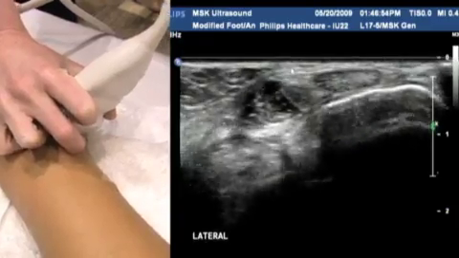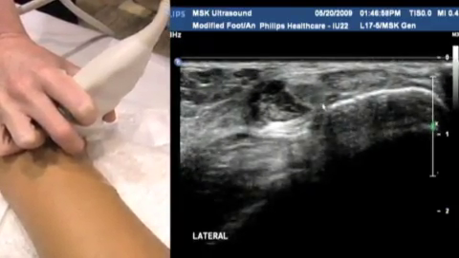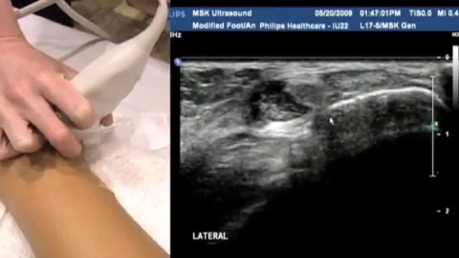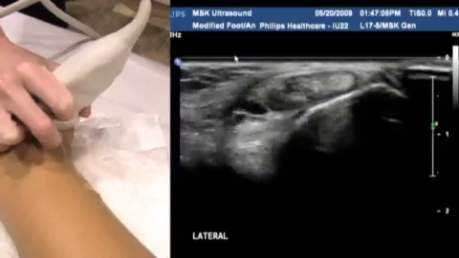The way I remember which is which is peroneus brevis, B for brevis and B for bone. Brevis is closer to the bone than longus is. That's how I remember it. So it's something to keep in mind if you think like me.